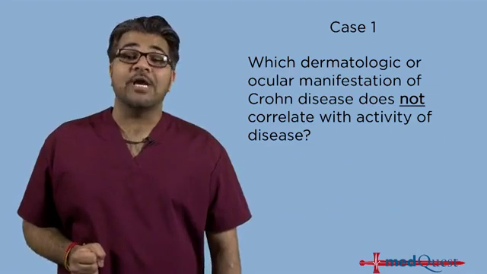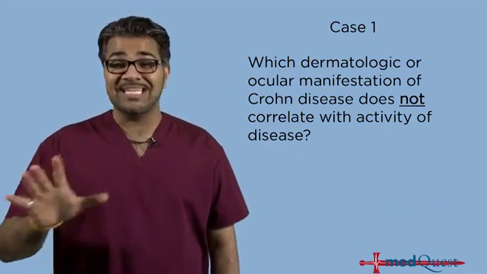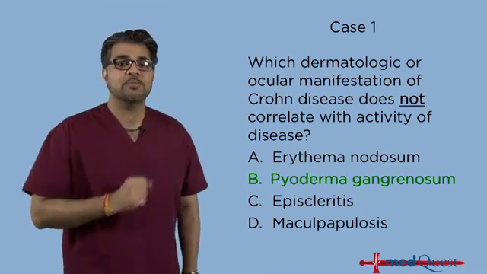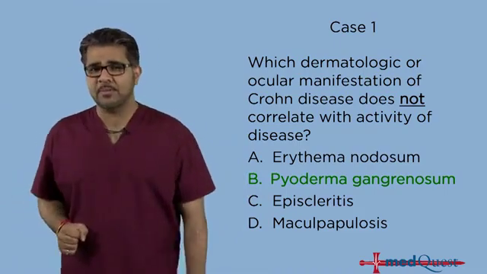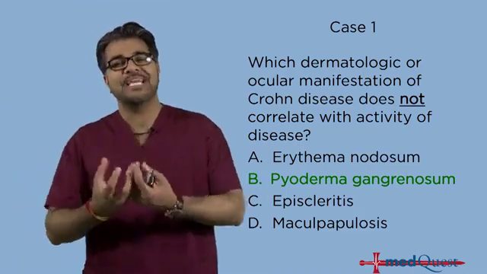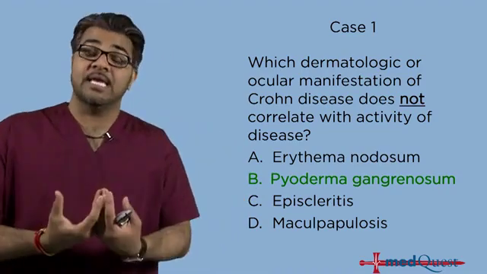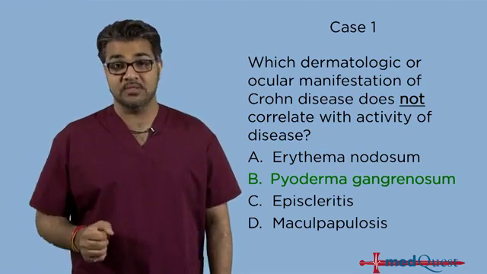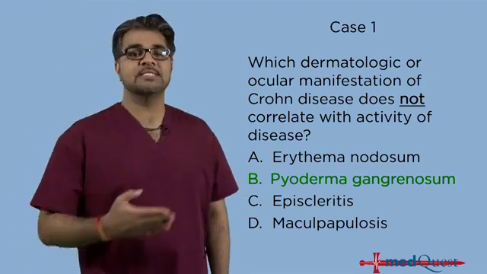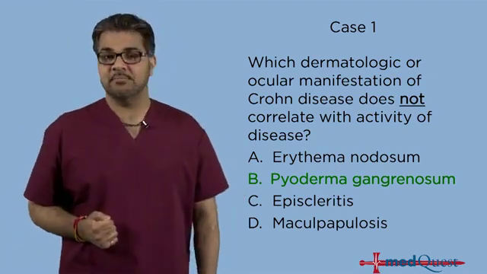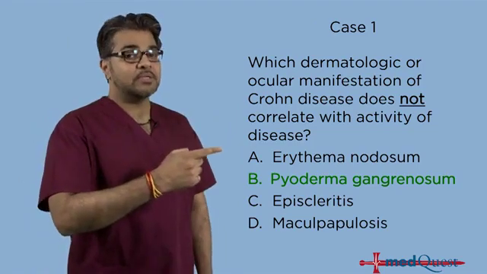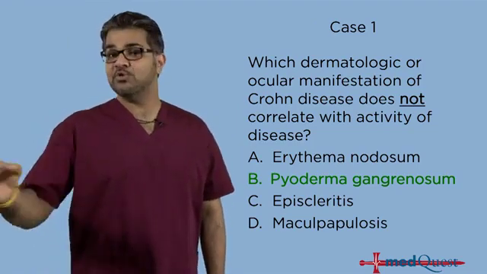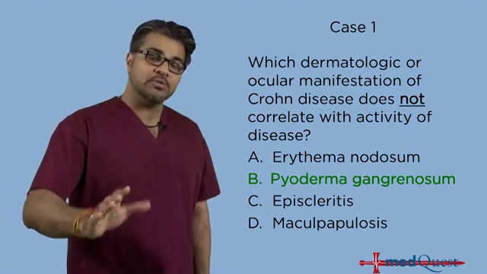Which dermatologic or ocular manifestation of Crohn's disease does not correlate with activity of the disease? Well, that's kind of interesting. That's pyoderma gangrenosum. Now, for those of you who have never seen pyoderma gangrenosum, it looks almost like a large draining abscess on the skin. But what's crazy about this is that whenever you treat Crohn's disease or you even treat ulcerative colitis, the pyoderma gangrenosum doesn't get better. Erythema nodosum, episcleritis, and maculopapulosis actually, as you treat the colonic issues, those get better.